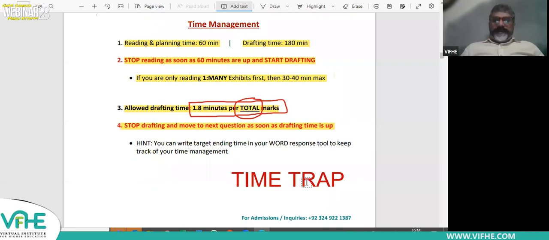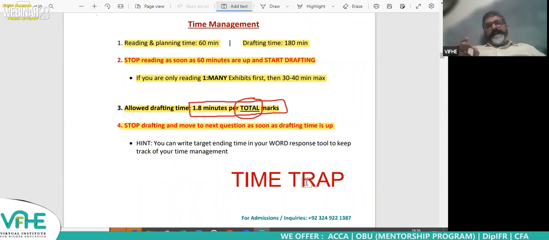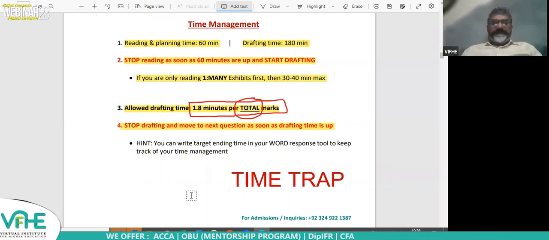Normally, not all the time, but 70–80% of the time, question number 1 is a time trap question. Most students overrun their time in question number 1. Because it's the first question, you are panicked, you want to do it very nicely, and you just lose sight of the time. Do not fall in the time trap. That's the whole message of this slide. The moment the time is up, leave it, leave 4 or 5 lines and move to the next question.